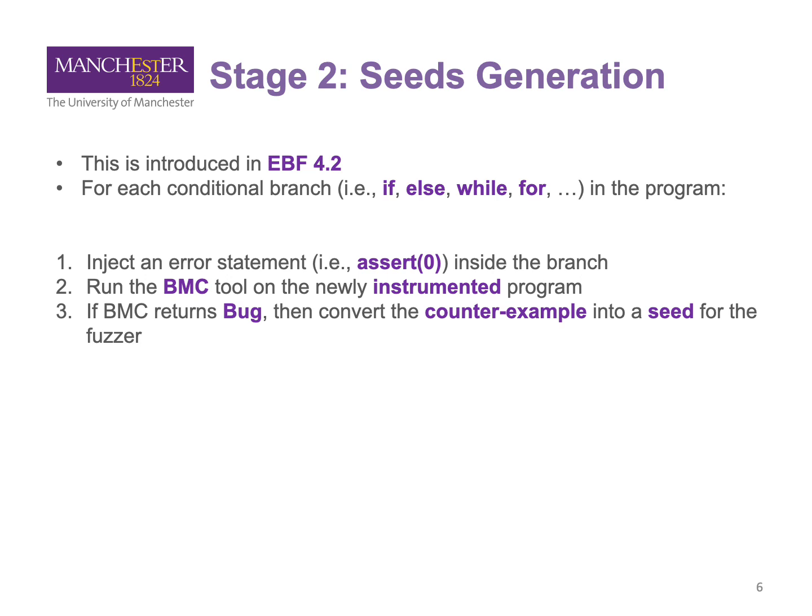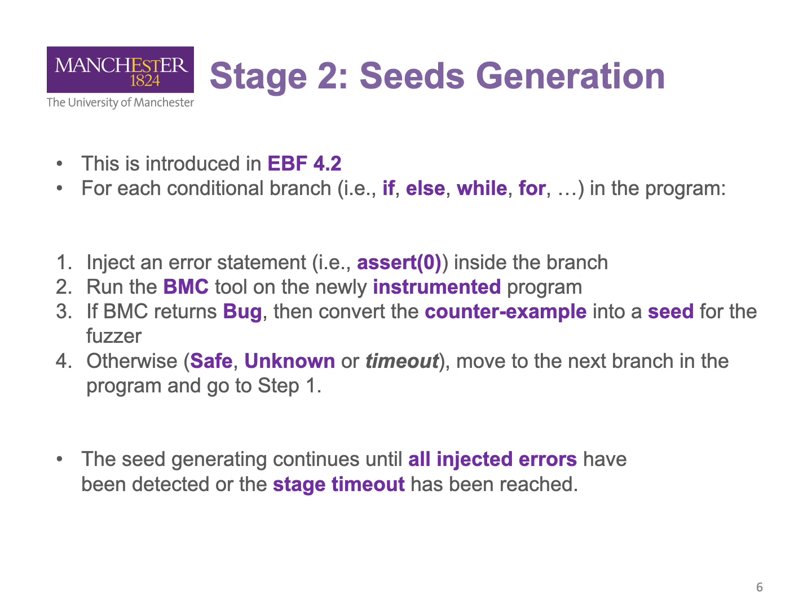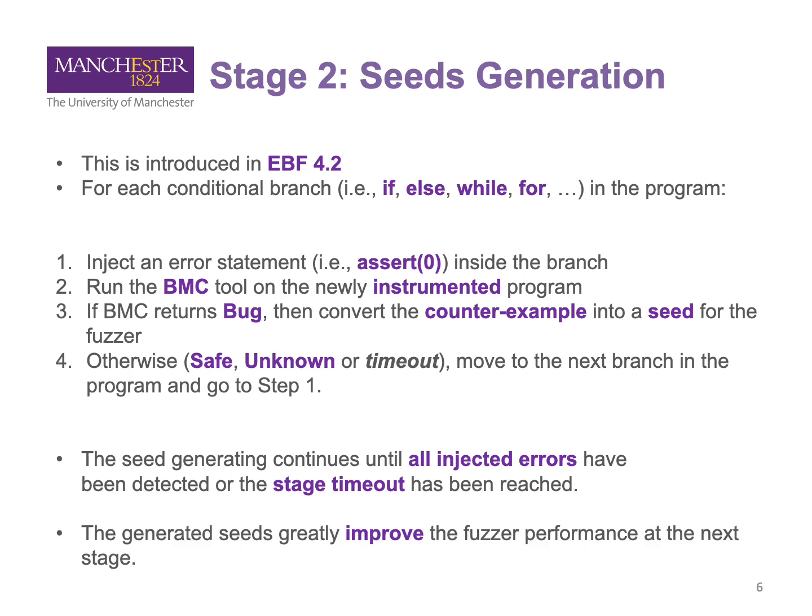If the BMC tool returns bug, then the counterexample that is produced with the bug verdict is converted into a seed for the fuzzer. Otherwise, if the BMC returns safe, unknown, or timeout, we move to the next branch in the program and go back to step 1. The seed generation continues until all injected errors have been detected or the stage timeout has been reached. The generated seeds greatly improve the fuzzer performance at the next stage.